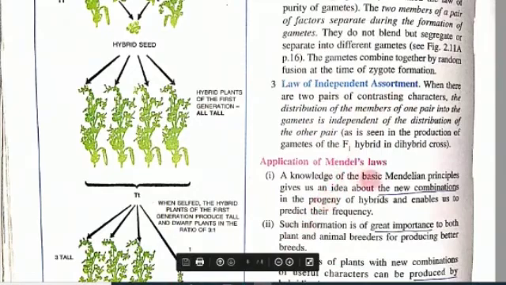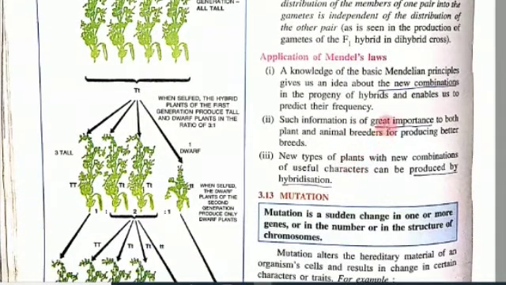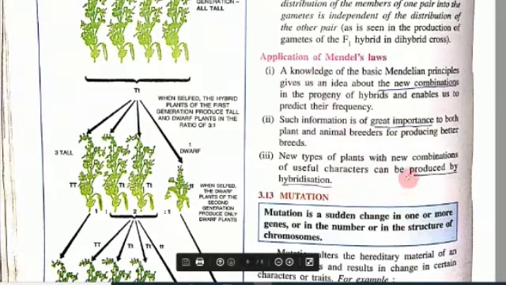Then applications of Mendel's laws. We use them to get new combinations, because Mendel explained the basic Mendelian principles for obtaining new combinations of plants. They are of great importance in both plants and animals, and we also get family members produced by hybridization.